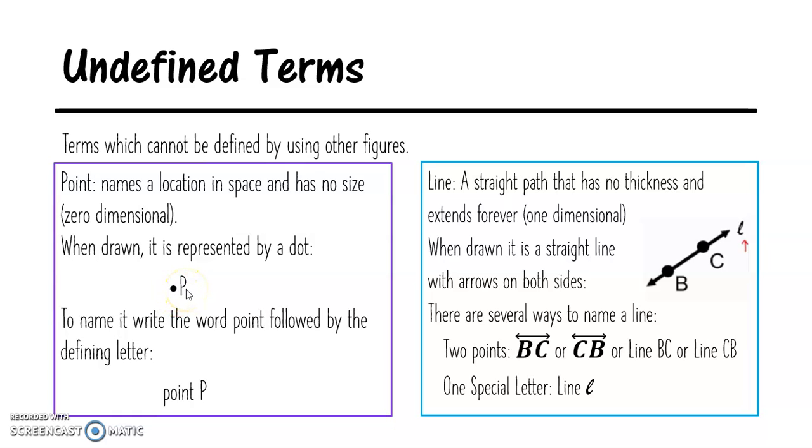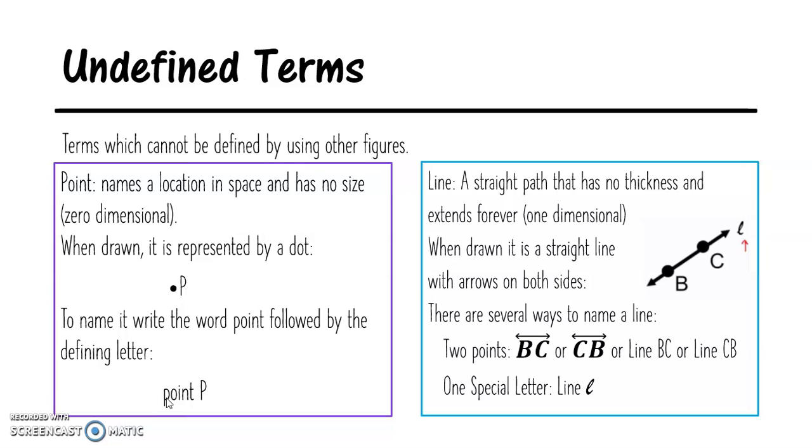If I wanted to write out the name for this point, I would write the word point with a P next to it. And that P has to be the capital letter that is here. Whatever letter this is, I would change the letter here. And this may be capitalized, it may not, depending upon whether it's the beginning of a sentence or not. But that's how we would name a point.